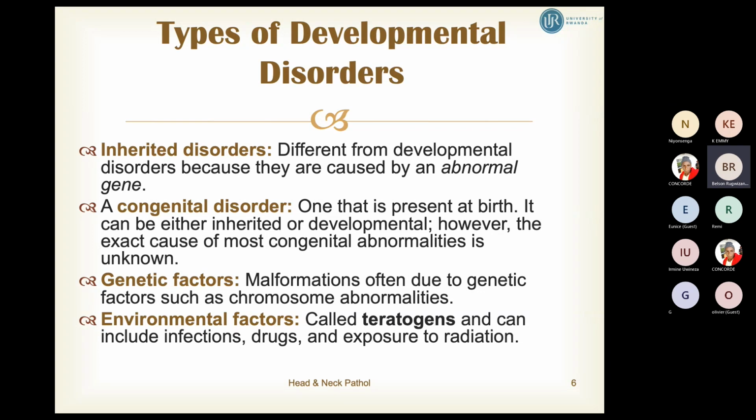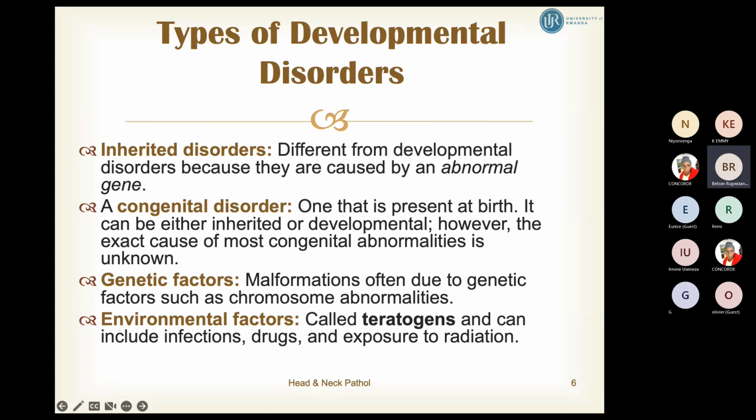It can be acquired in utero, but not inherited. Inherited means you find it in the genes. The exact cause of most congenital abnormalities is usually unknown. For some, you can guess depending on the exposure, if the mother has been exposed, let's say, to radiation, to some drugs, and so on. That's why there are some drugs which a pregnant woman is not allowed to take, because they can cause malformation to the child.